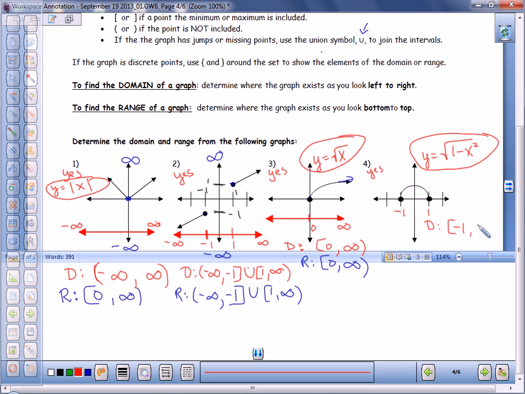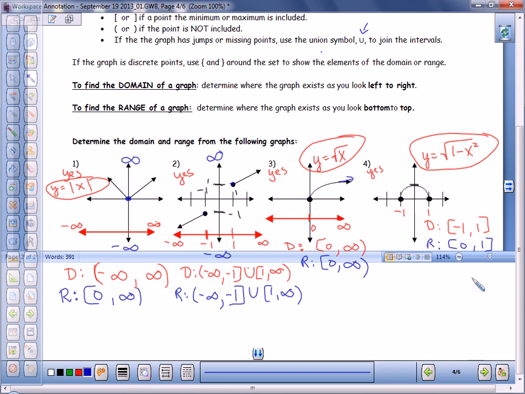Now for the range, we do need to add a tick mark right here. So the range, bottom to top. What is the lowest y value? 0. To the highest y value? 1. That one's easy. All the ranges and domains are easy to do.